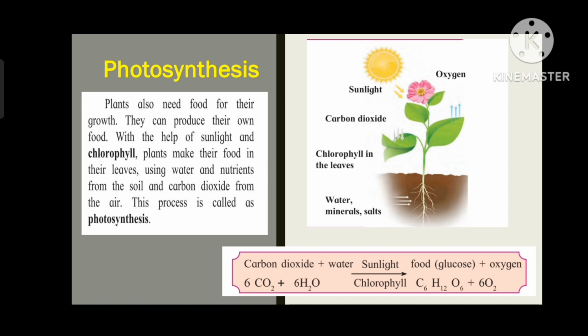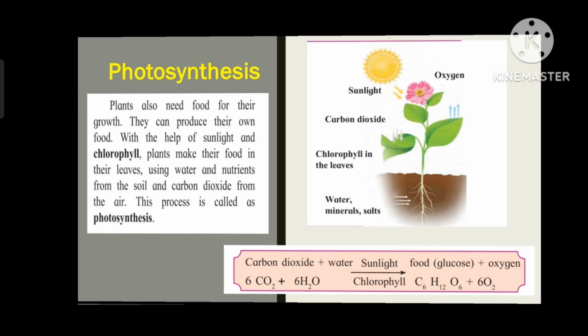First, we should learn autotrophic nutrition. Plants make their own food by photosynthesis. Plants also need food for their growth. They can produce their own food with the help of sunlight and chlorophyll. Plants make their food in their leaves using water and nutrients from the soil and carbon dioxide from the air. This process is called photosynthesis. The process of photosynthesis is given here.